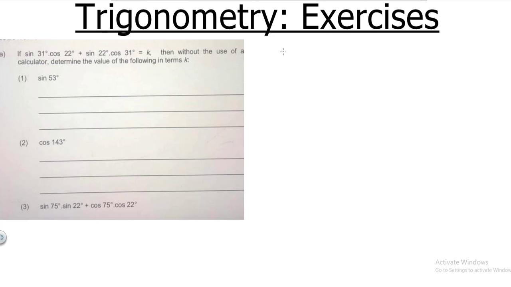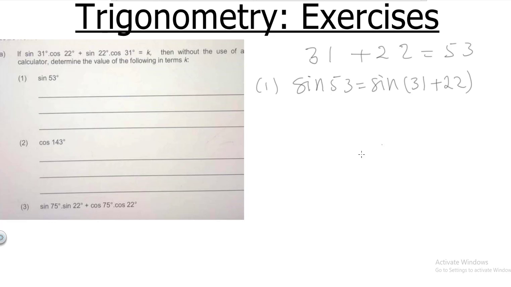So, we see we have a sine with two angles there: 31, and then we have 22. If you add these two, this will give you what? 53. All right. So the first question, you'll say sin 53 degrees is equal to sin(31 plus 22).